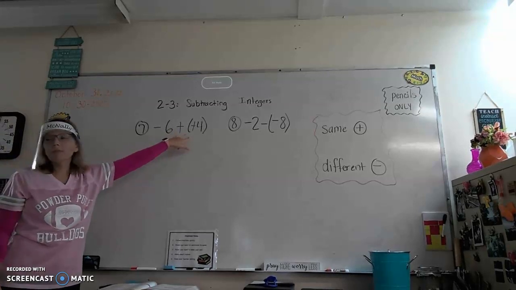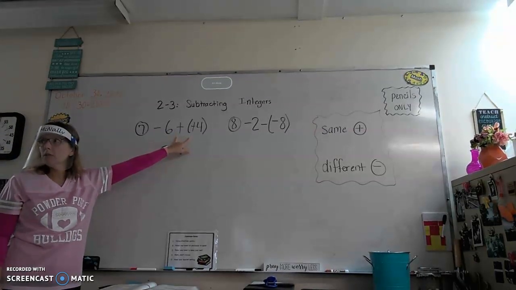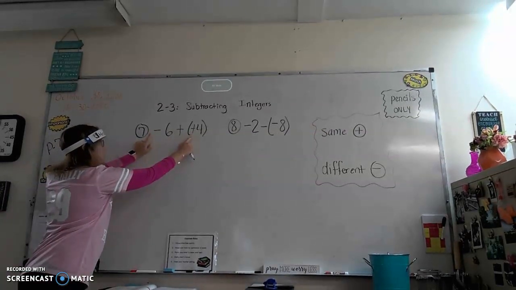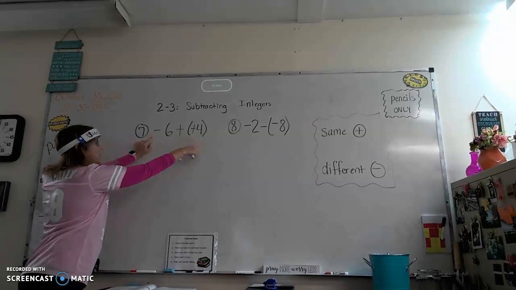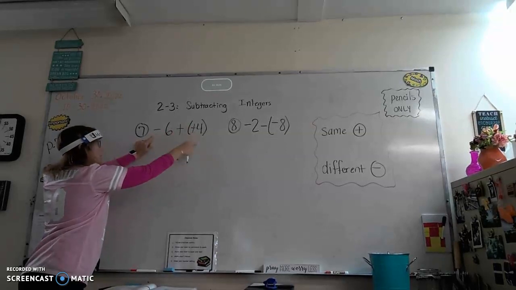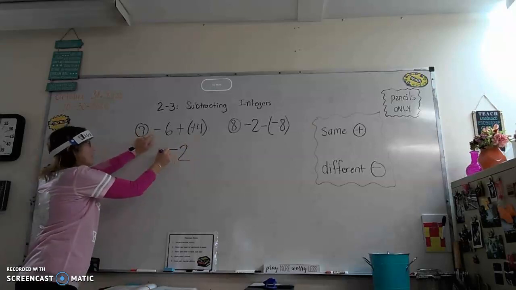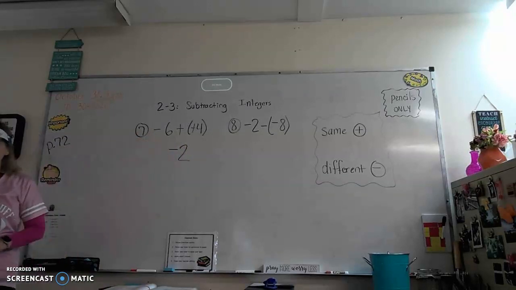Okay, so first we have to take these two negatives that are right next door and turn them positive. Now, are my signs the same or different? Different, so I subtract. 6 minus 4, 2. The answer takes the sign of the bigger number, which is 6, which is negative.